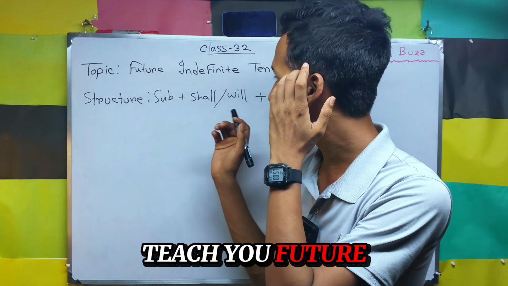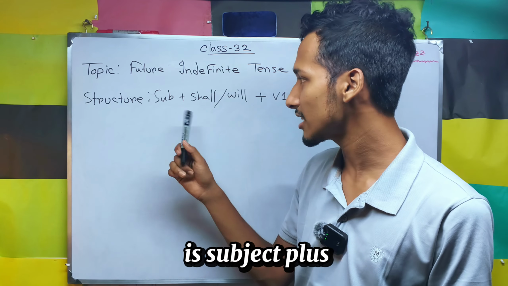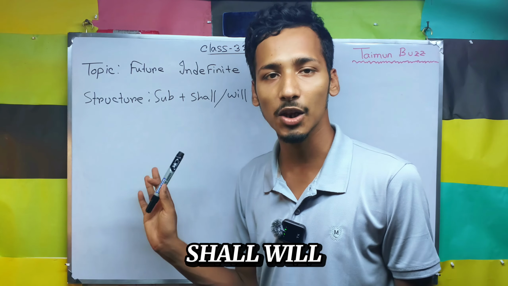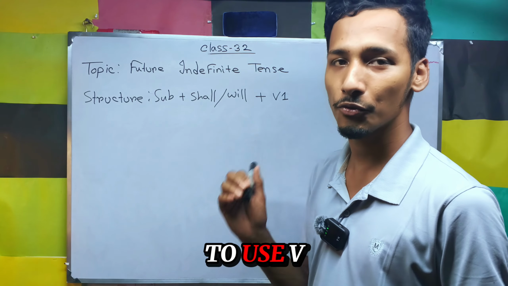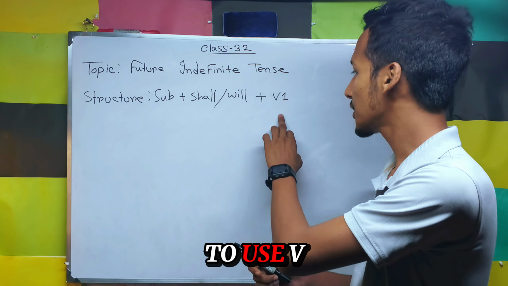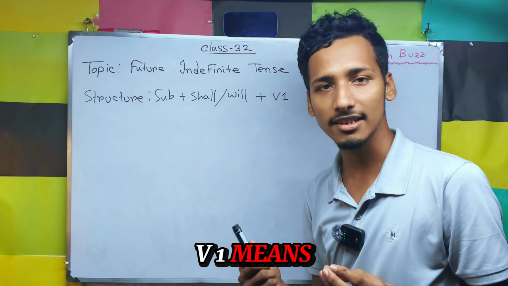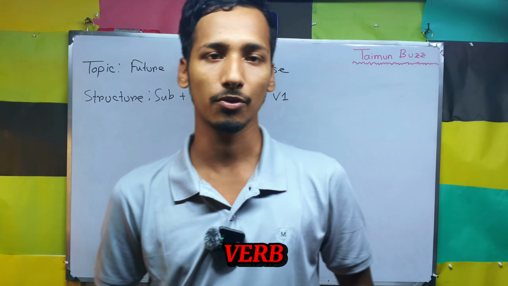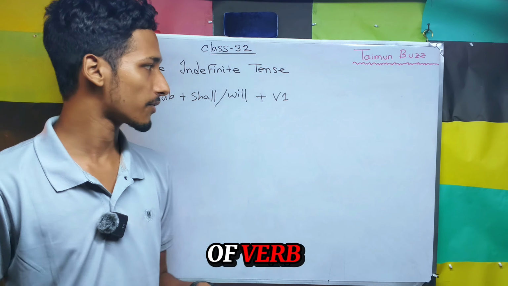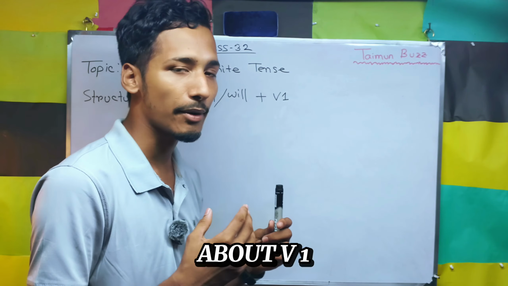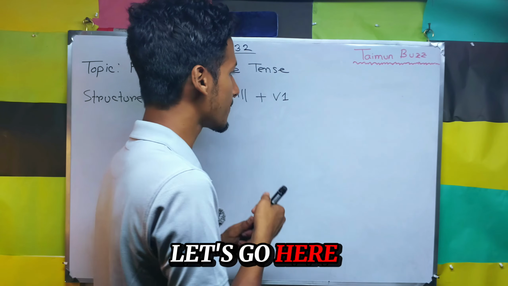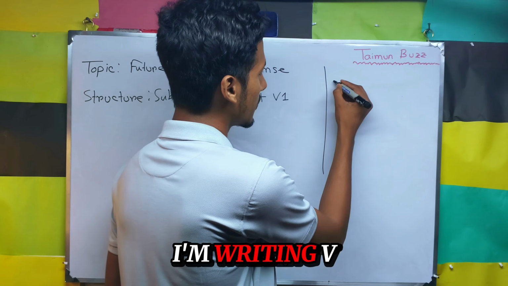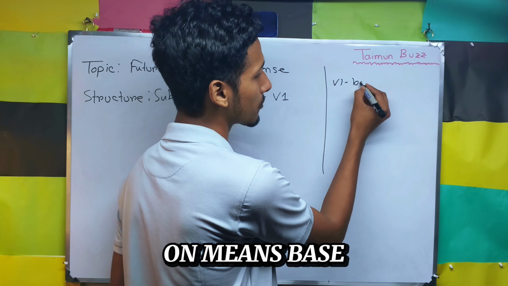Today I will teach you future indefinite tense, and the structure is subject plus shall/will. Subject plus shall/will. Then we need to use V1. Here V1 means base form of verb. Okay? Base form of verb. If I give you a note about V1, V2, V3, V4, V5, let's go here. Here I am writing V1 means base form.